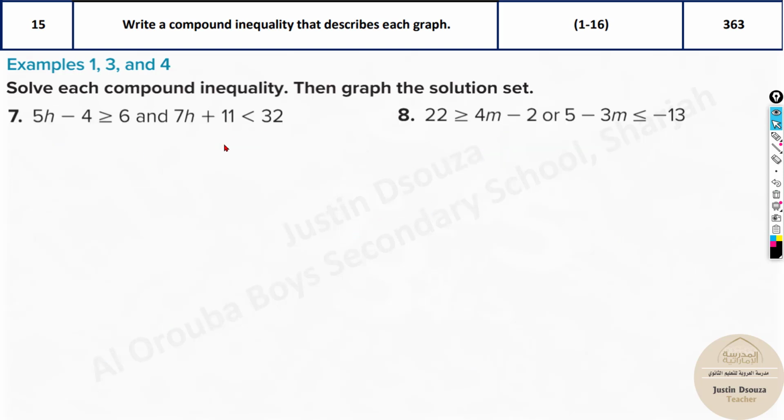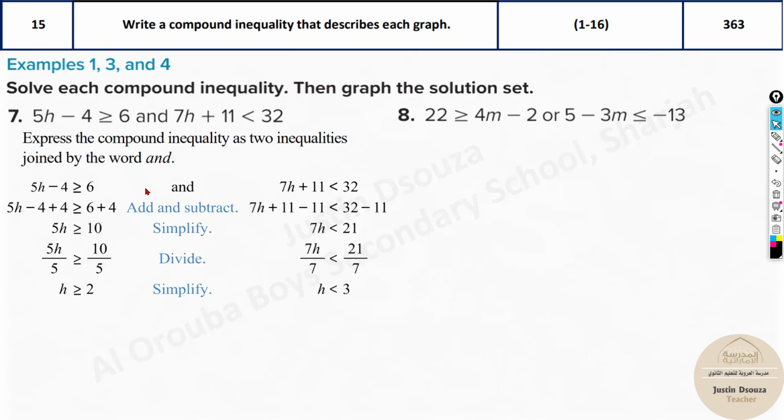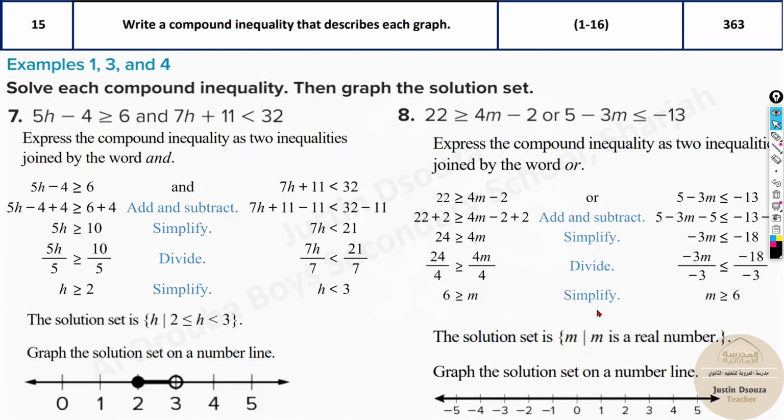That's it. Here now we have and, or. We have done this before. You can please solve it by yourselves. Pause the video, and then after solving it, check the answers. Here the word and is used, and solve it up. Here or is used, so you'll have two number lines. Okay, this one is important.